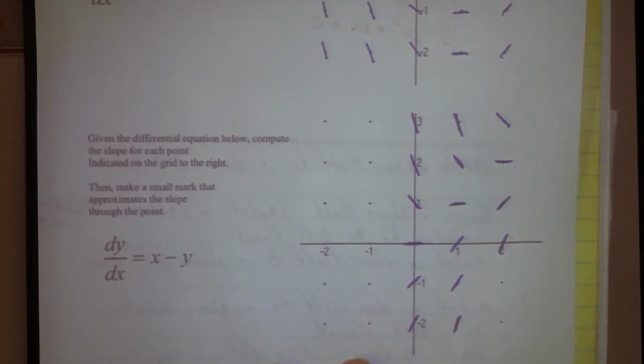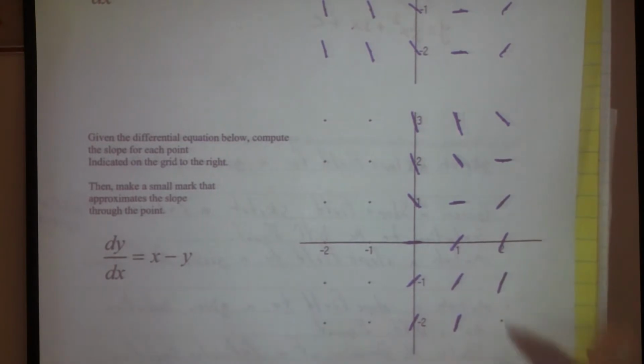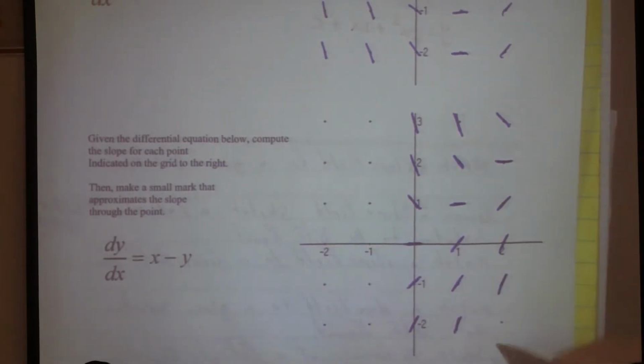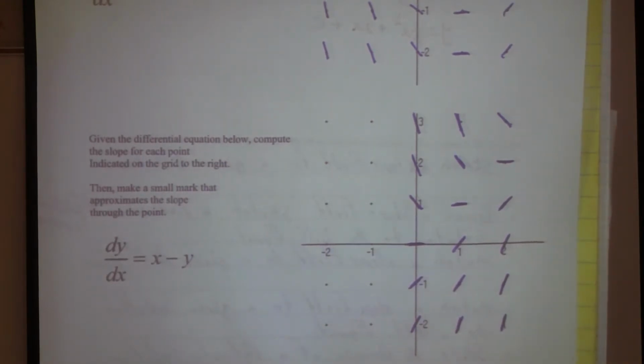This one should match this one, which we said was 3. And this one, we got to figure it out, right? So that's 2 negative 2. 2 plus 2. 4, even steeper. Alright, now let's go to the other side. What's this one going to be?